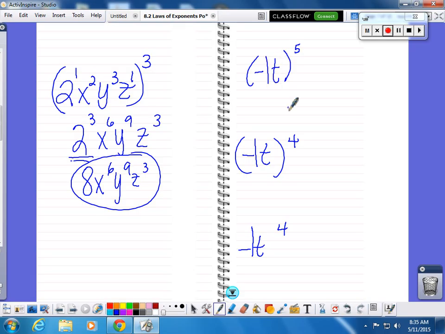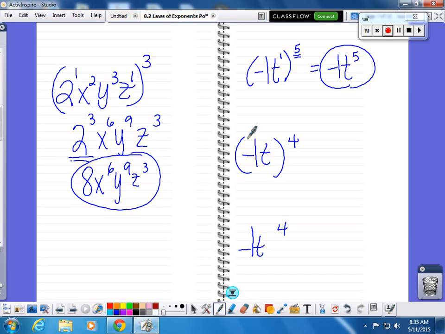I want to show you the difference in these. The -1 is part of what's being taken to the 5th power. And when you take a negative to an odd power, 1, 3, 5, 7, 9, it stays negative. You don't have to write the 1, but the negative is there, and 1 times 5 is 5. So you can put the 1 here or not, but the term is still negative. The coefficient is still -1, whether you write it or not.